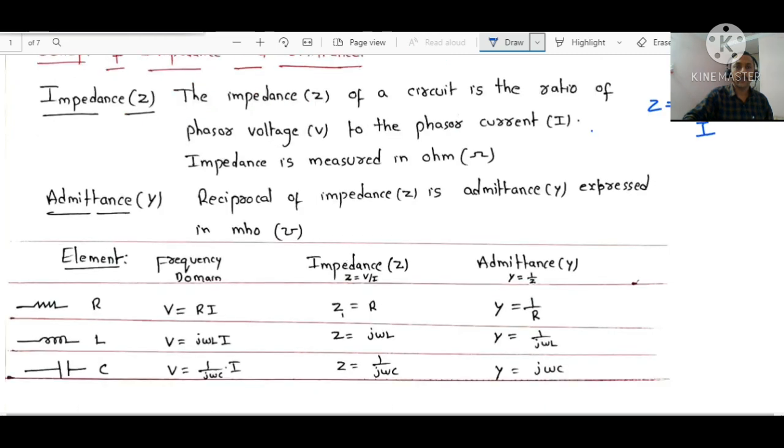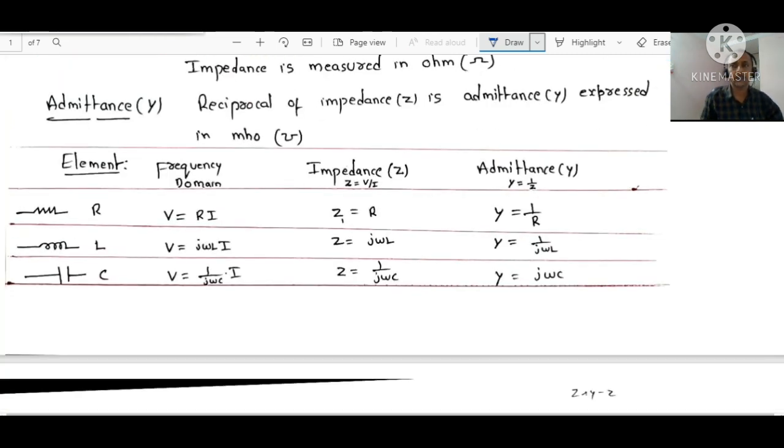Now for three major electrical circuit elements, resistor, inductor, and capacitor, with respect to the frequency domain, the voltage current relationship we will write like this. For resistor, V equal to Ri. Now what about impedance? It is simply the ratio of V and I. Therefore Z equal to R. If the element is only resistor, the impedance of that element is Z equal to R, right? Now what about admittance? Y equal to 1 by Z. So Y equal to 1 by R. Keep in mind, if it is only resistor.